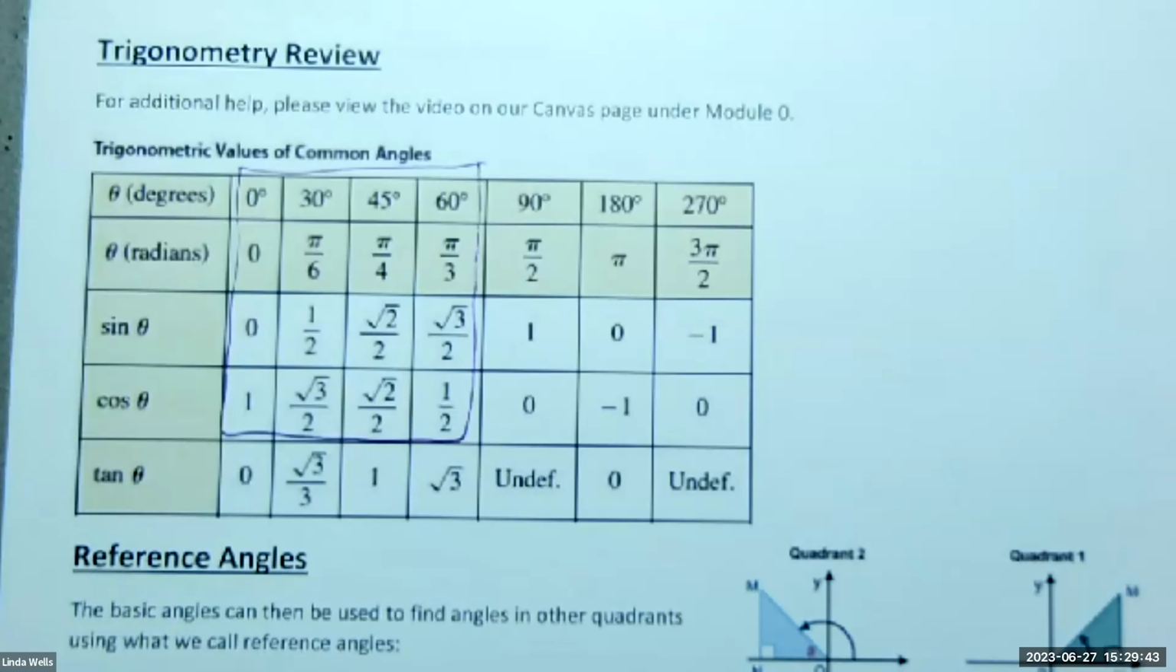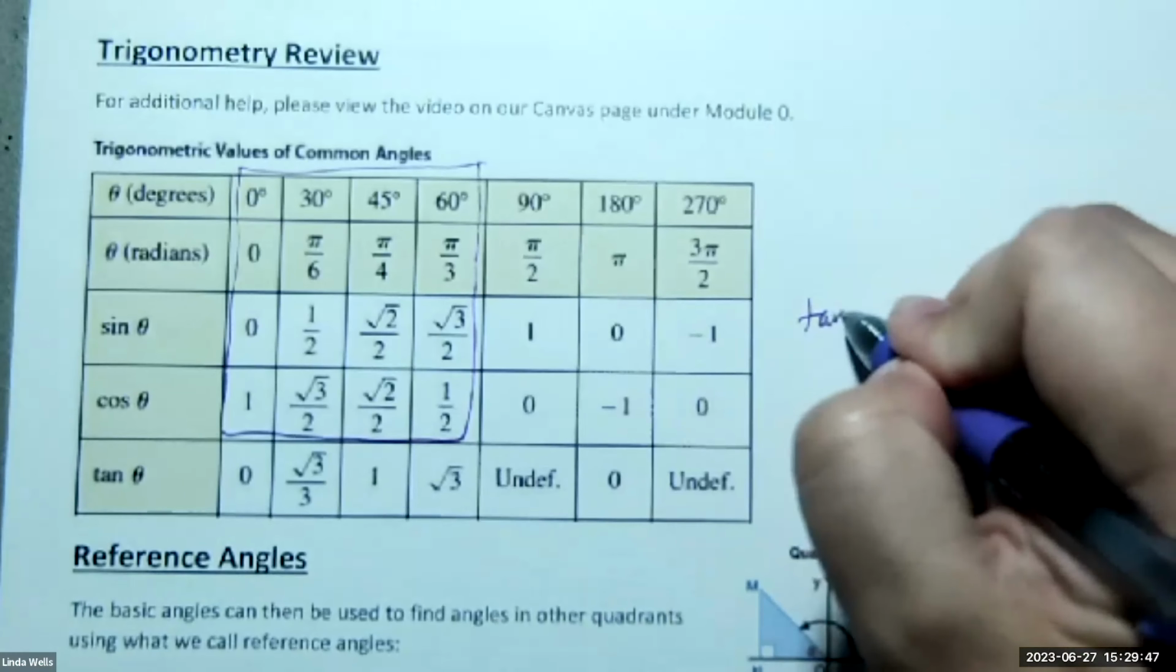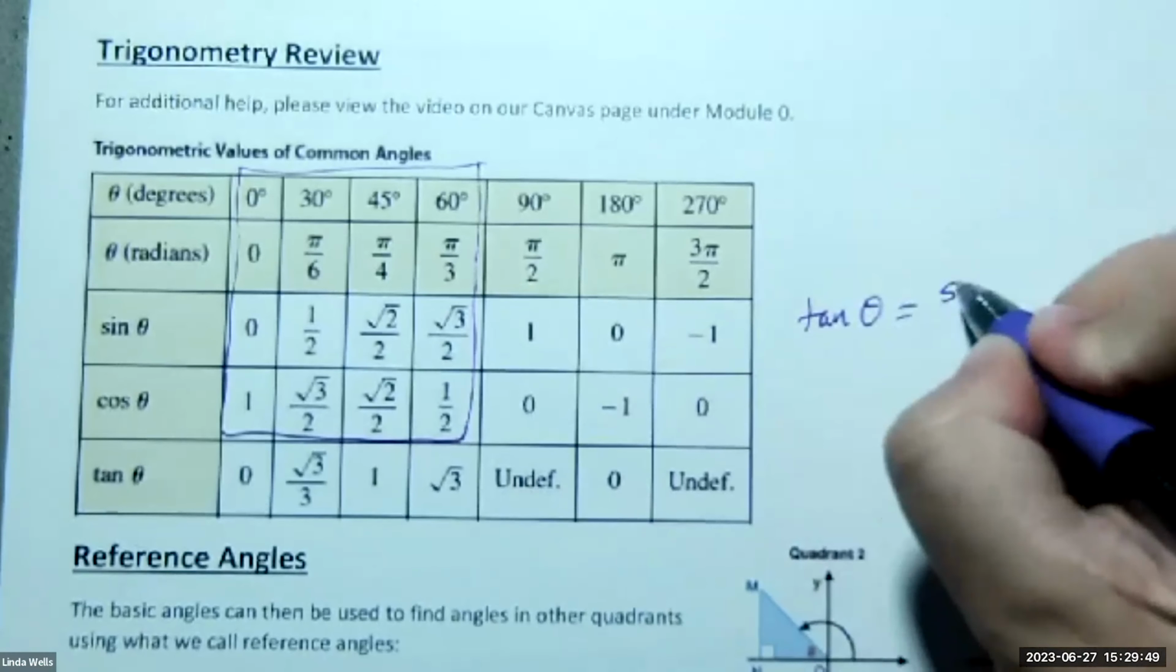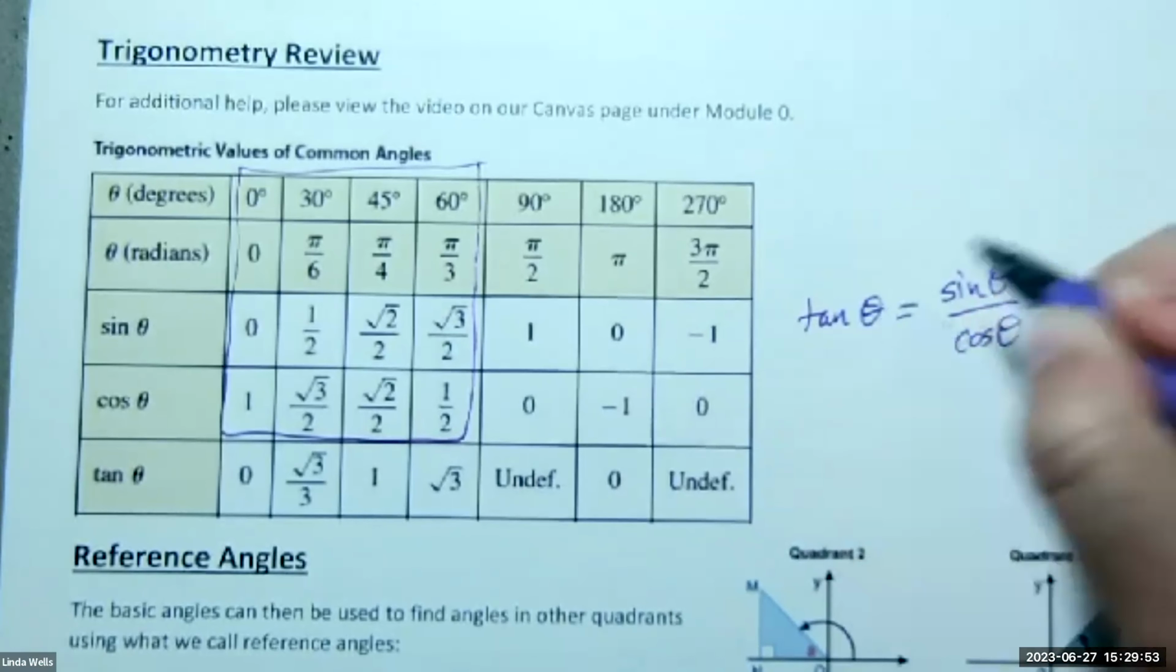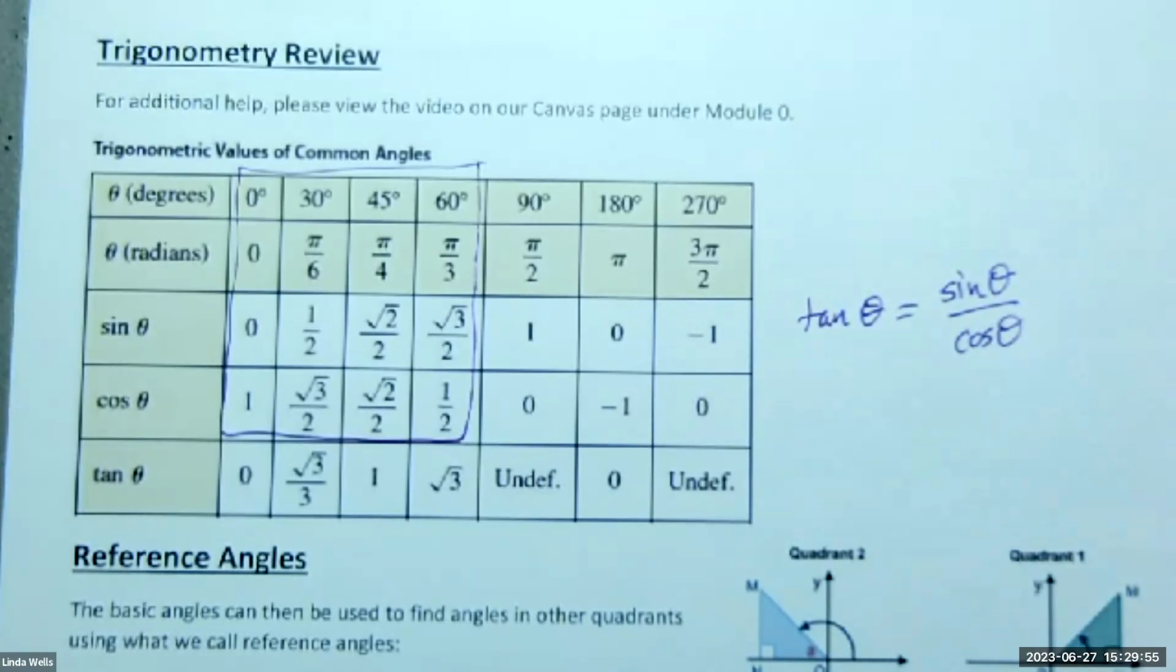Tangent is easy to figure out if you know sine and cosine. Why? What is tangent equal to? Sine of theta over cosine of theta. So if you know the sine value, you know the cosine value, you can find the tangent. Or you can memorize it, and that's fine. But yes, at the very least, you have to memorize this portion of the table.